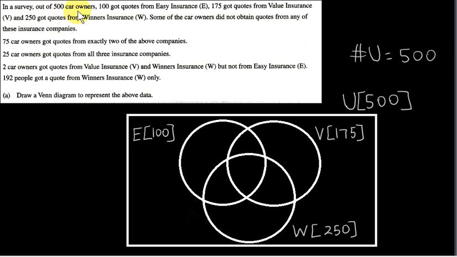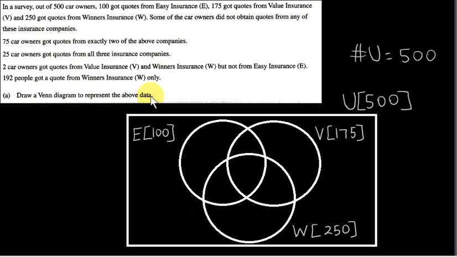In a survey out of 500 car owners, 100 got quotes from Easy Insurance E, 175 got quotes from Value Insurance V, and 250 got quotes from Winners Insurance W. Some of the car owners did not obtain quotes from any of these insurance companies. We have some more information here about these companies, but we want to draw a Venn diagram to represent the above data.